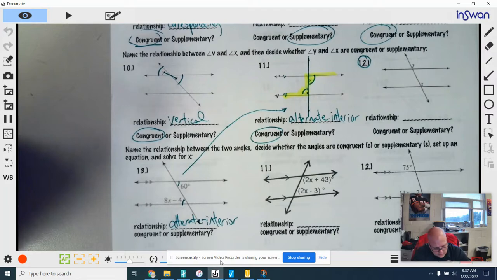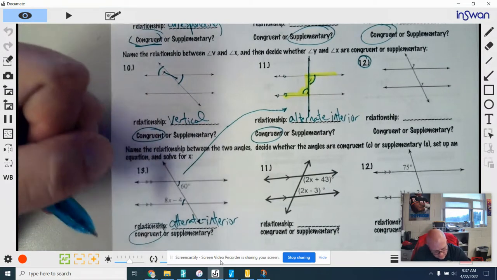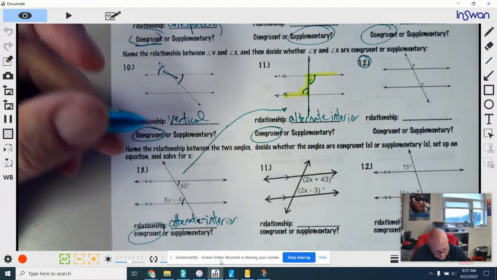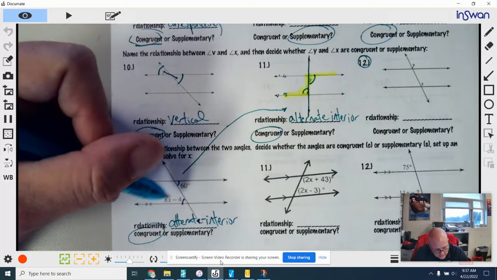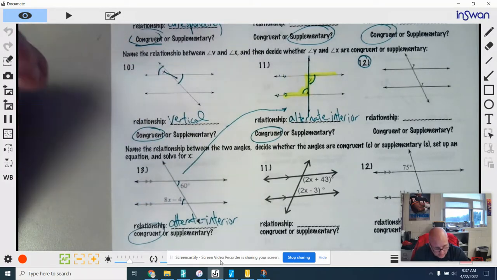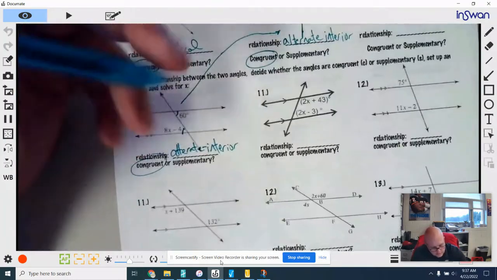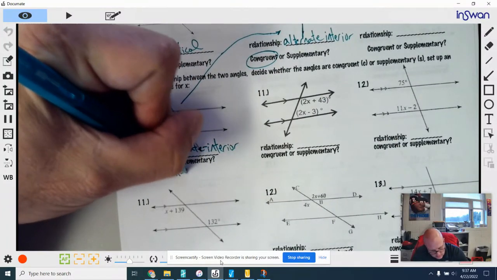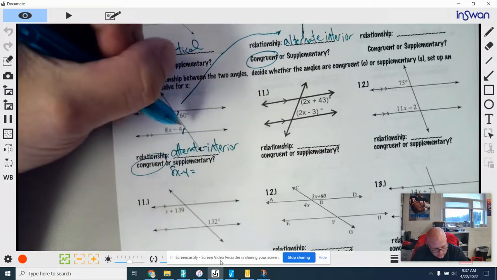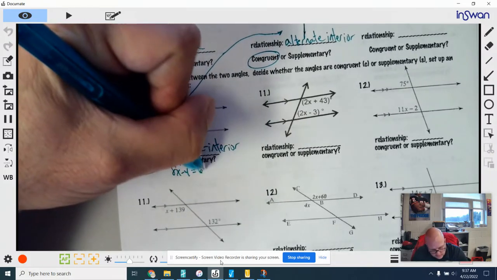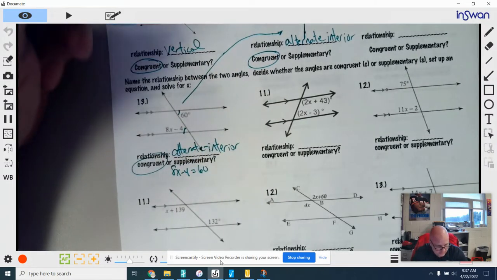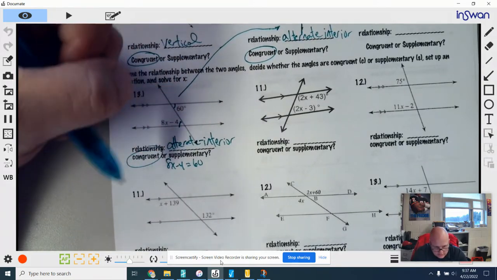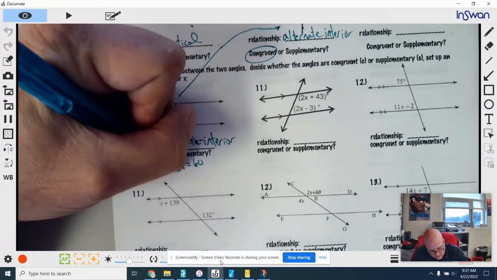Okay, alternate interior angles we know are equal to each other. Now, if they're equal to each other, that means I can set them equal to each other. So I can take this first angle, 8x minus 4, and I can say that's equal to the second one, which they say is 60 degrees. And there's my equation. It's a real basic equation we can solve now.